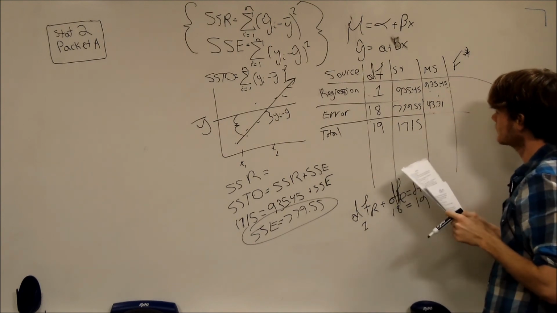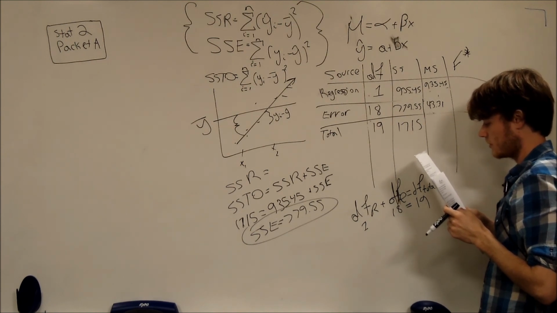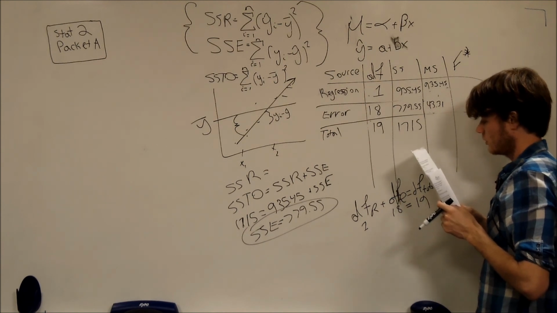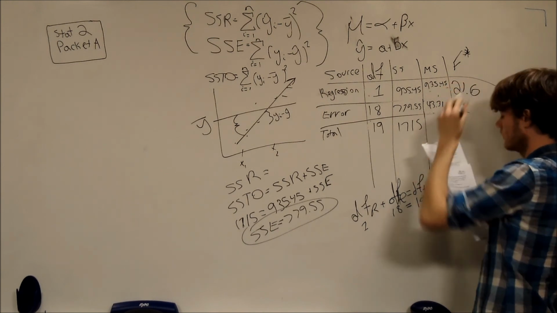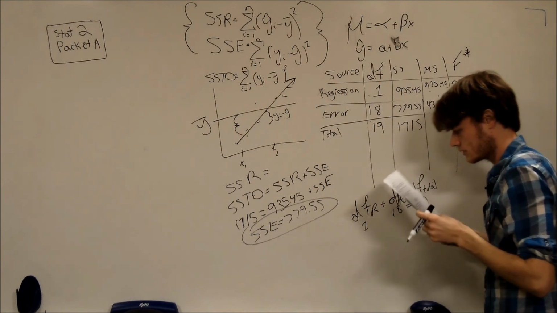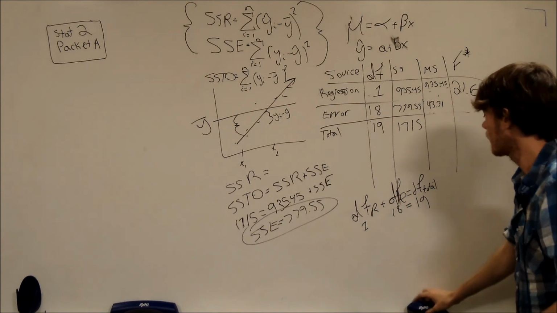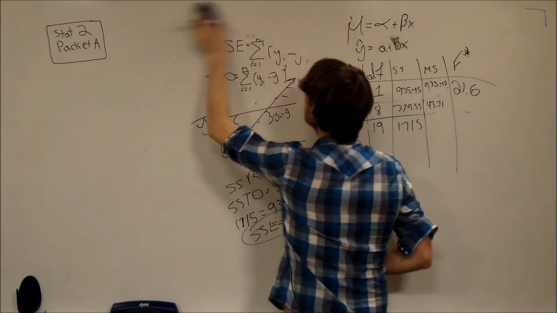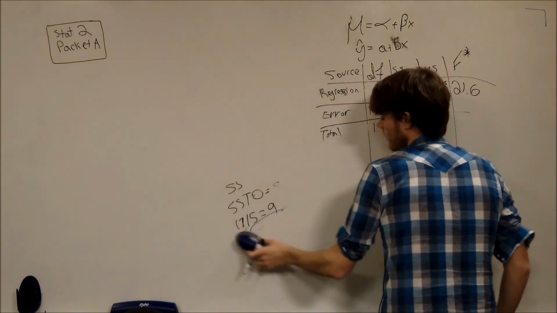Okay? Let's see. The f value is 21.6. Okay. Now this is our f star value. What does that mean? Okay. I'm gonna erase all this stuff. What the f star value is, is our observed f value.